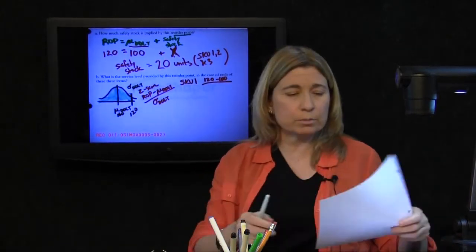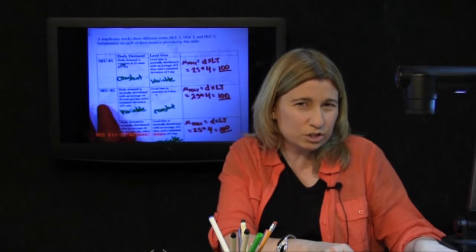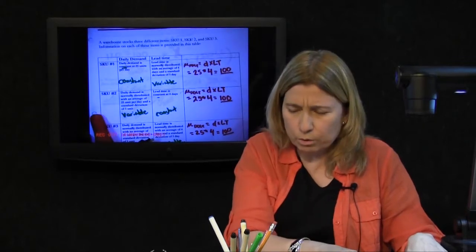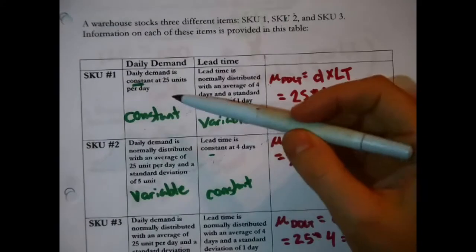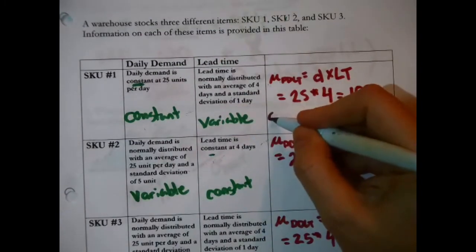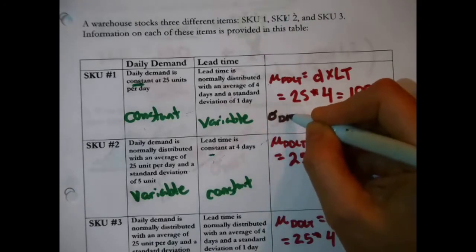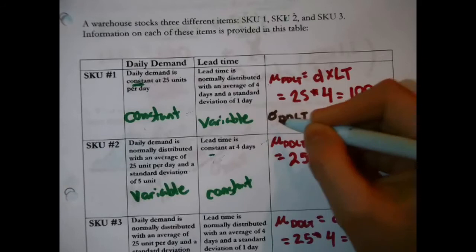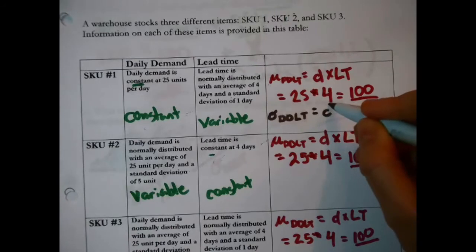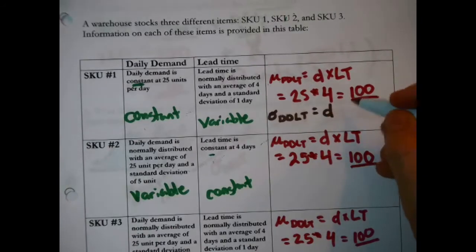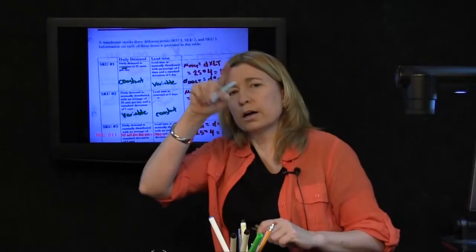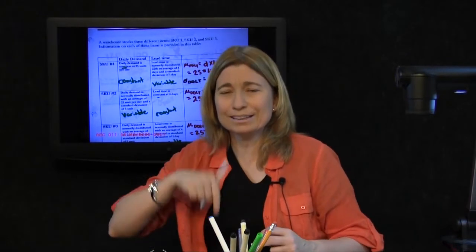Turns out that their average demand during lead time was the same, but is their standard deviation in lead time the same? Okay, now, in the case of SKU1, demand is constant, the lead time is variable. That means that the formula I need to determine the overall standard deviation in the distribution of demand during lead time is that constant daily demand multiplied times the standard deviation in the lead time. Sigma sub LT is the standard deviation in the lead time itself.